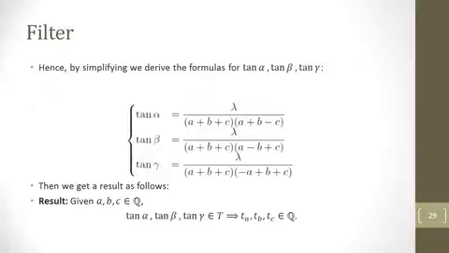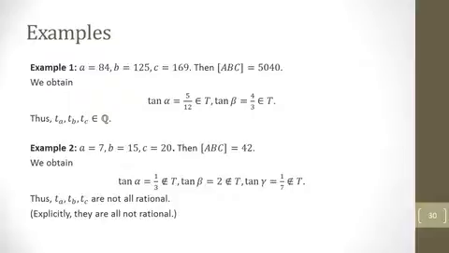And then we get the result as follows. Given ABC rational, if tangent alpha, tangent beta, and tangent gamma belong to T, then the lengths of the angle bisectors will be rational. Here are two examples. In example 1, because tangent alpha and tangent beta belong to T, the values of t are rational. In example 2, because tangent alpha, beta, gamma do not belong to T, the values of t are not all rational.